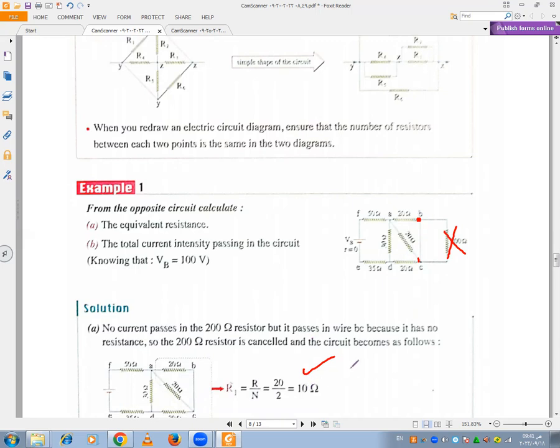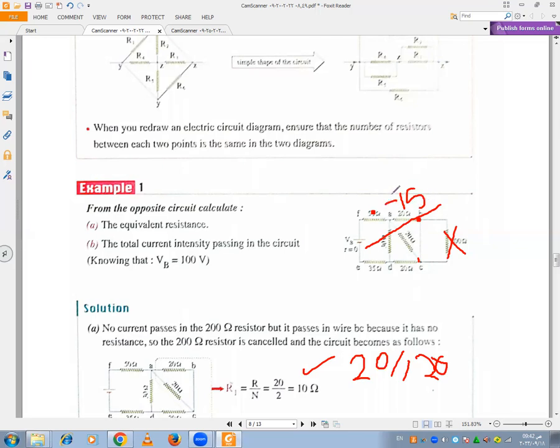20 in parallel with 20 equals R divided by 2, equals 10 ohm, half the value of the resistance. Okay, the 10 ohm is taken in series with 20. 10 plus 20 equals 30. 30 with 30 equals 15. So 50 plus 15, this resistance will equal 15.